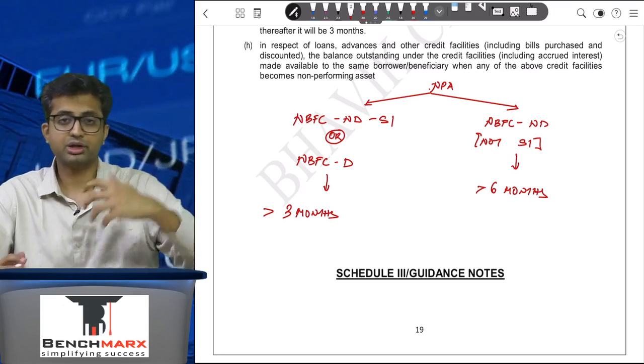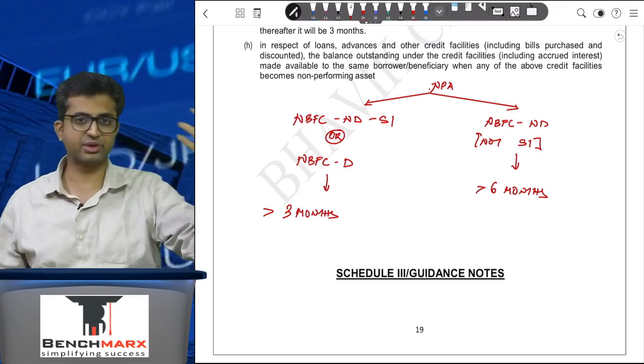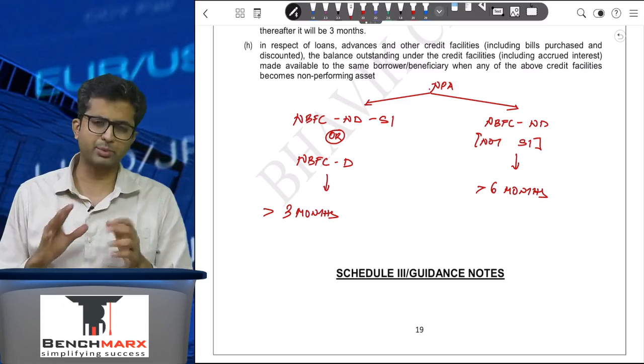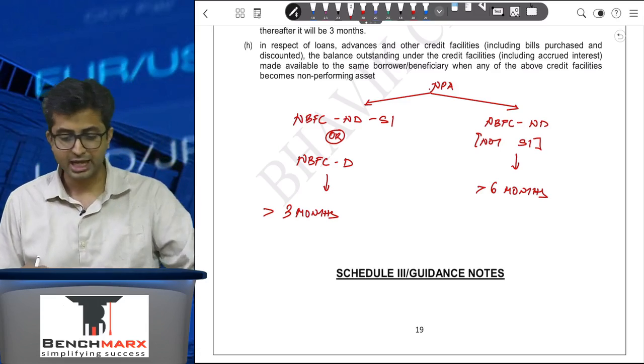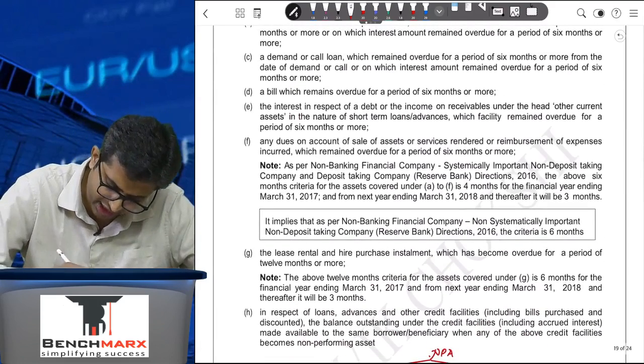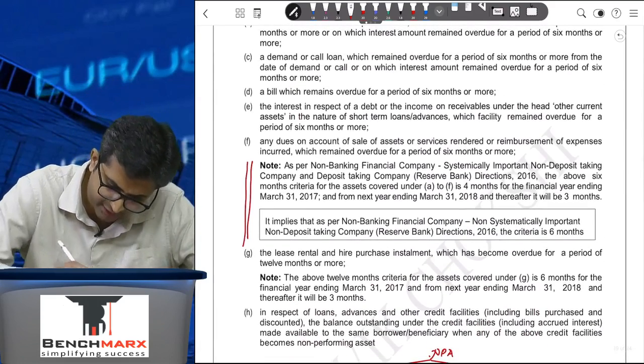In case of the bigger NBFCs, the systematic significant ones with more than 500 crores of net worth, if they are non-deposit taking and deposit taking always. And for NBFC ND, it is 3 months. So as it is written over here, this is an important point.